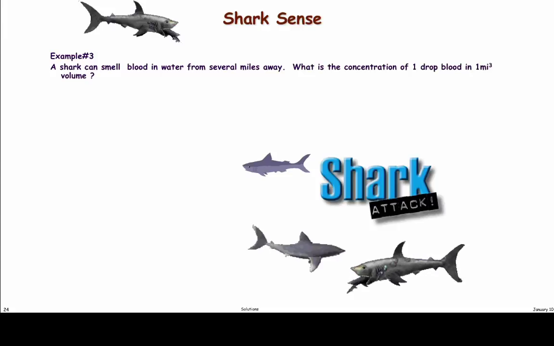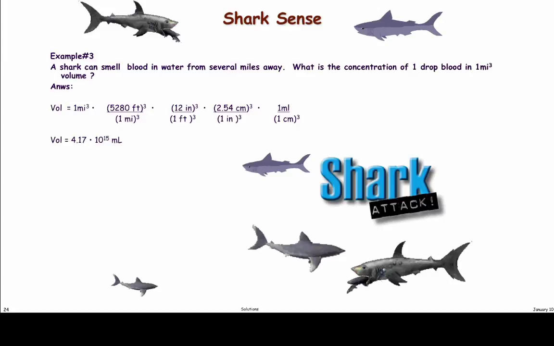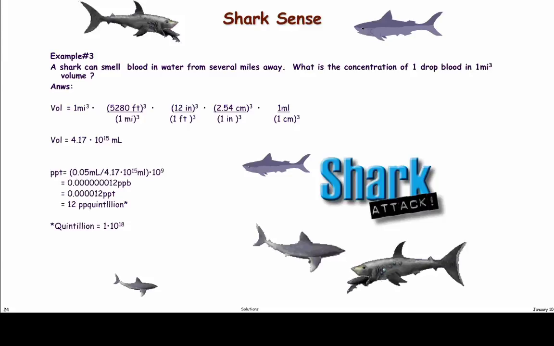And so if you take 1 drop, which is 0.05 milliliters, and you convert 1 cubic mile into milliliters, what you have is 1 cubic mile is 4.17 times 10 to the 15 milliliters. If you take 0.05 and divide it by 4.17 and you multiply by 100 or even a billion, that number still looks very small. If you multiply it by 1 trillion, it looks bigger, but still very small.